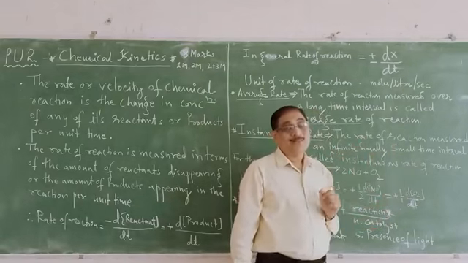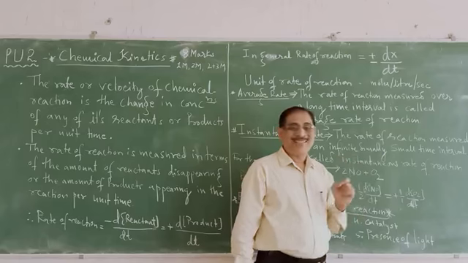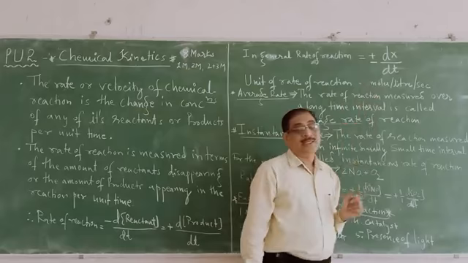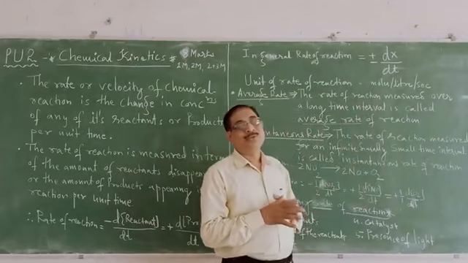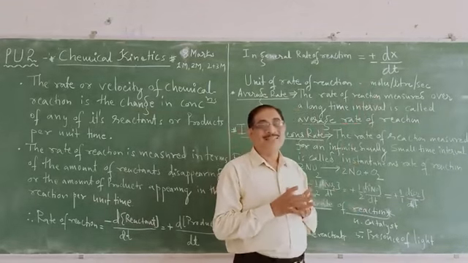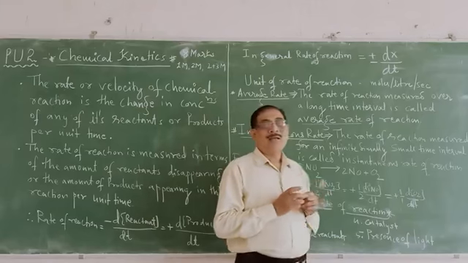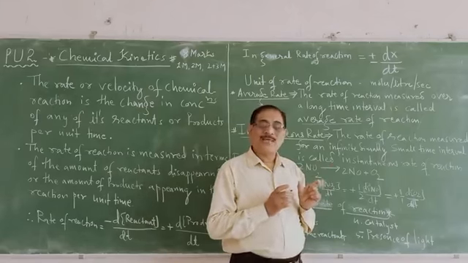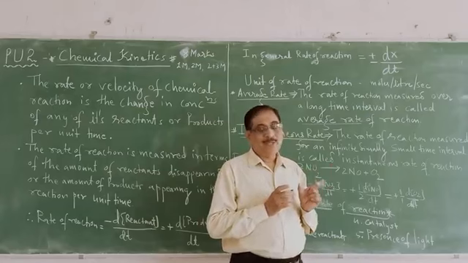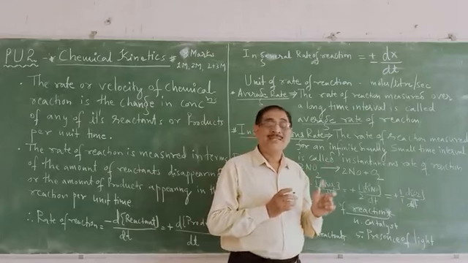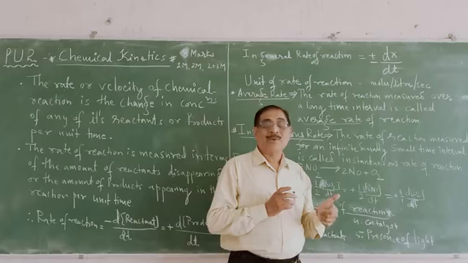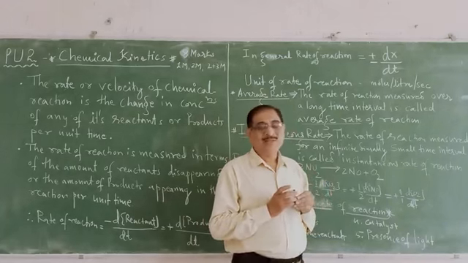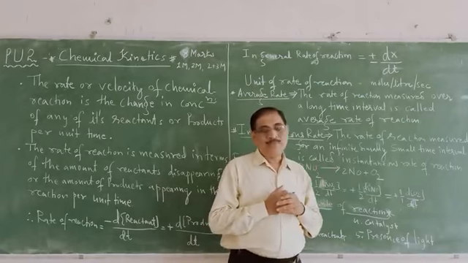So, for 1 mark, a question may be asked: explain plus or minus dx by dt. You must be able to write the answer as: in this formula, the minus sign indicates decrease in the concentration of reactant with respect to time and the plus sign indicates increase in the concentration of product with respect to time for a chemical reaction. Understand?